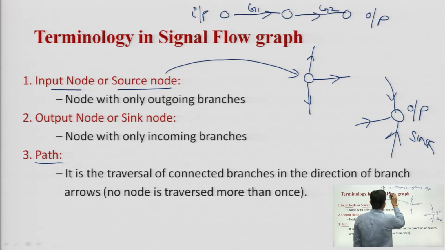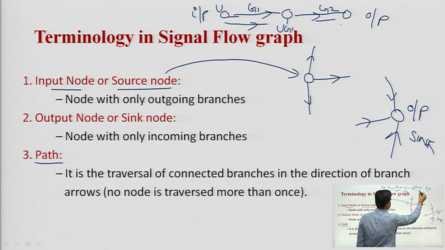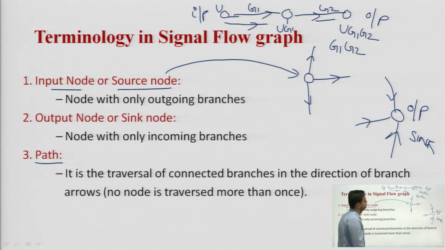So, what will I do? I will travel from input to output. First I will encounter g 1, suppose my input is u here, then g 1 will be the gain, and the signal would be u times g 1. And again after traversing here, the gain is g 2, and my value would be u g 1 g 2. So, what would be my path gain? If you see here, my path gain is g 1 dot g 2. Okay.